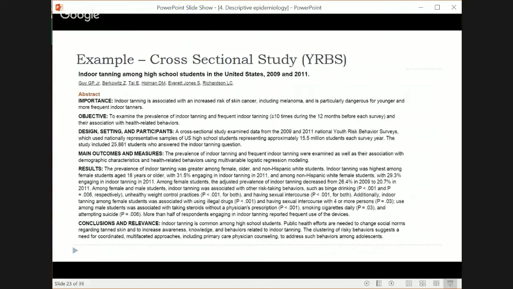So why be interested in tanning? Because we know tanning later on is associated with an increased risk of skin cancer. And the authors just tell you the prevalence of indoor tanning. So how common is this among high school students?